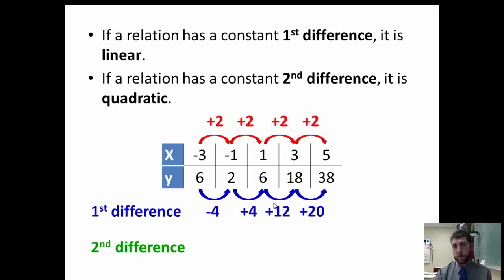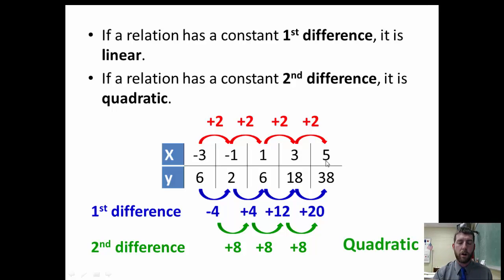Second differences, which is what we're focused on because we're looking at quadratics, from -4 to +4 is an increase of 8. From 4 to 12 is an increase of 8. And from 12 to 20 is an increase of 8. So since we have a constant difference in y's, for my second difference, for evenly spaced x's, we can say that we have a quadratic function. If the same distance had occurred in the first difference, then we would have said it was a linear function.